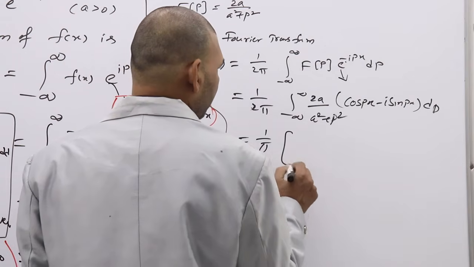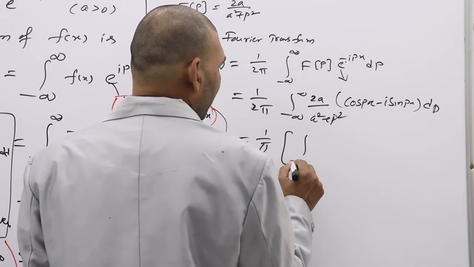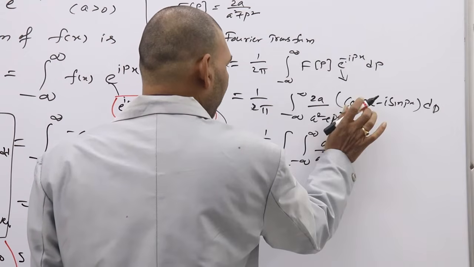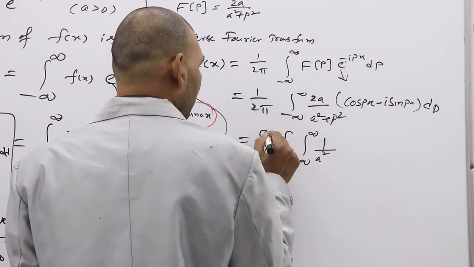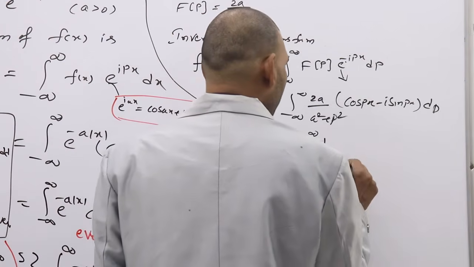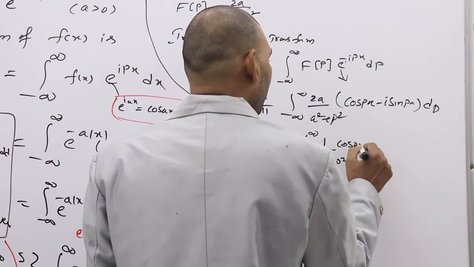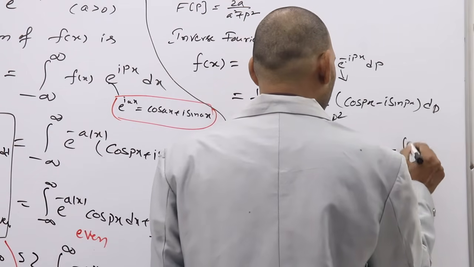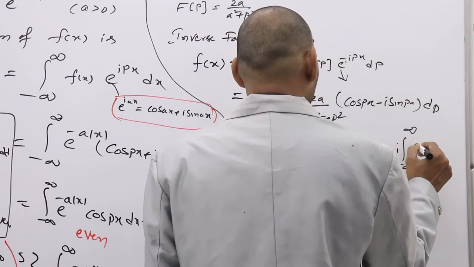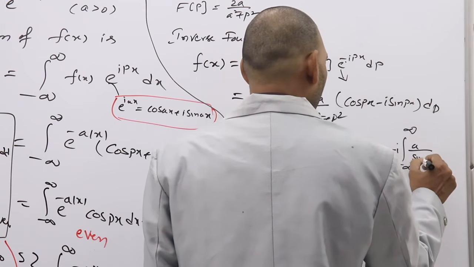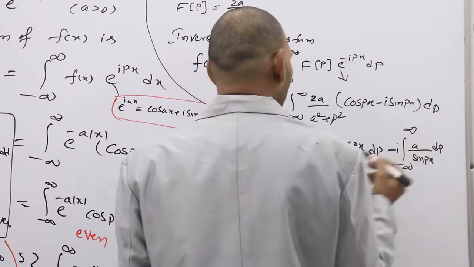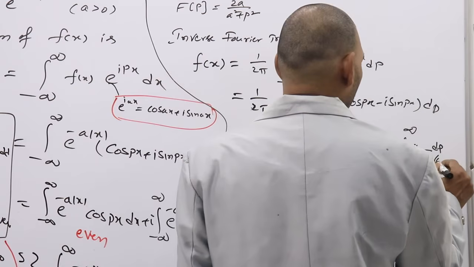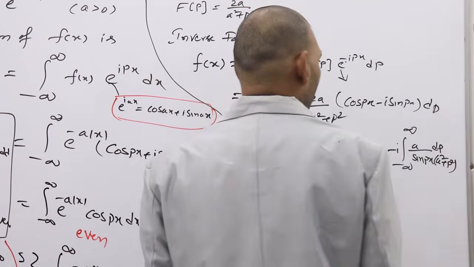1 by pi integral minus infinity to infinity a by a square plus p square cos px dp, you can keep a also constant. Another one, integral minus infinity to infinity a by a square plus p square sin px dp.